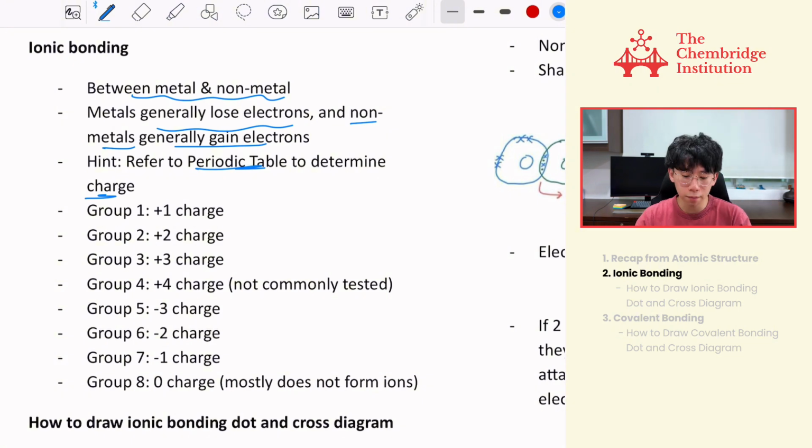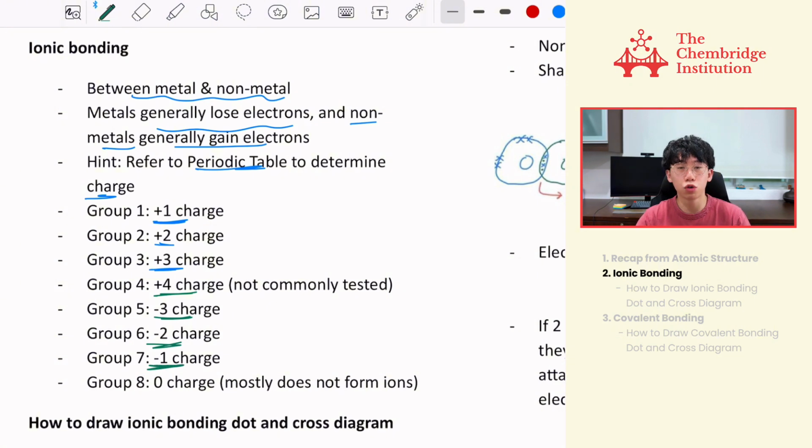If it is in group 1, it tends to have a +1 charge. If it is in group 2, the metal tends to have a +2 charge. If it's in group 3, the metal tends to have a +3 charge. If it's in group 4, this is not commonly asked, but they could have a +4 charge. If it's in group 5, this is where we enter the non-metal territory. These tend to have a -3 charge because they gain electrons. Group 6, they have a -2 charge. Group 7, a -1 charge.